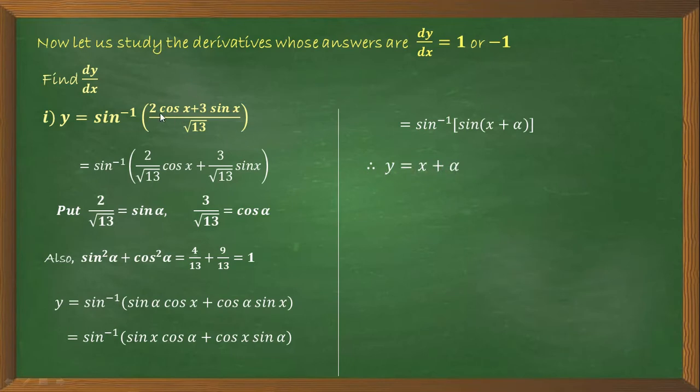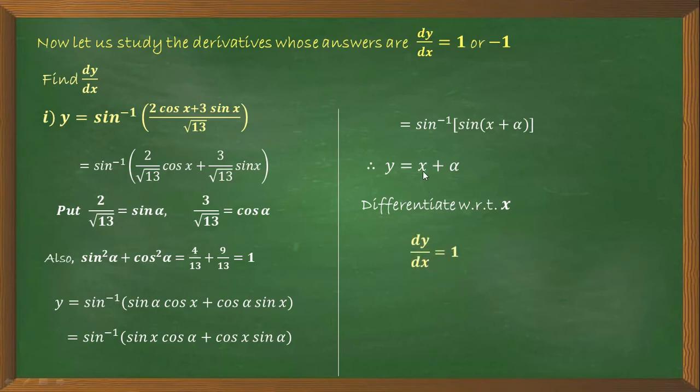So in this case, if this type of expression is given to you, then just by selecting the proper values for any angle alpha, that is sin alpha and cos alpha, we get this type of simplification. Now this is very easy to differentiate with respect to x. So differentiate with respect to x, so that we get dy by dx is equal to 1.